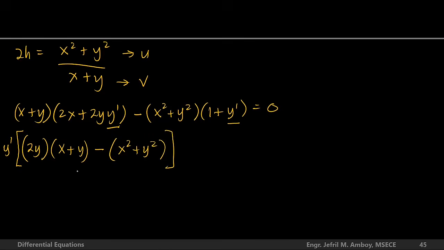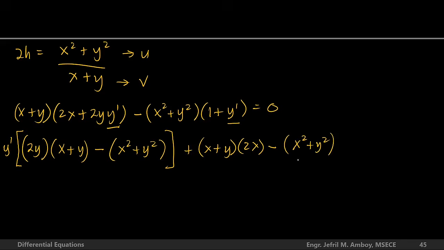Okay, so ito na ngayon. Ang lahat ng terms na may multiplier na y prime. So ngayon, ano naman yung mga terms na walang y prime? Itong dalawa, x plus y, imumultiply ko sa 2x. So plus x plus y multiplied by 2x. And then minus, ito naman, x squared plus y squared, imumultiply ko sa 1. So, minus x squared plus y squared.